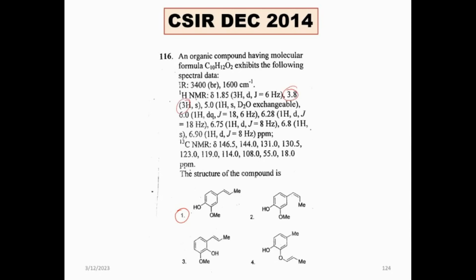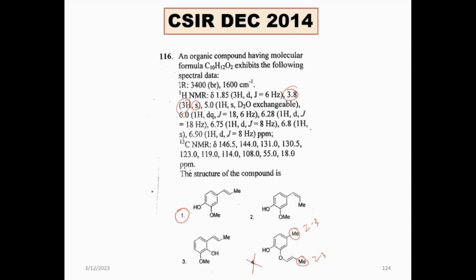3.8, 3 hydrogen singlet. Okay, so you can rule out option 4 because this methyl is attached to a double bond. A methyl next to an alkene should come close to 2 to 3. A methyl attached to benzene should also be around 2 to 3. Very good. So based on that, rule out 4. Okay, what else? It should be trans, ma'am, because the J value given to us is 18. So cis is ruled out. Very good. Awesome.